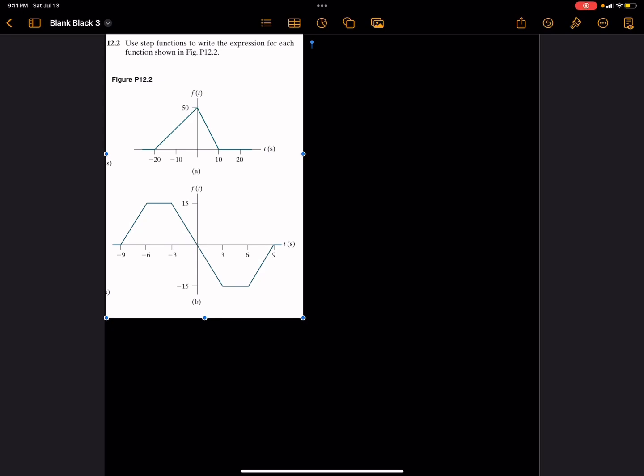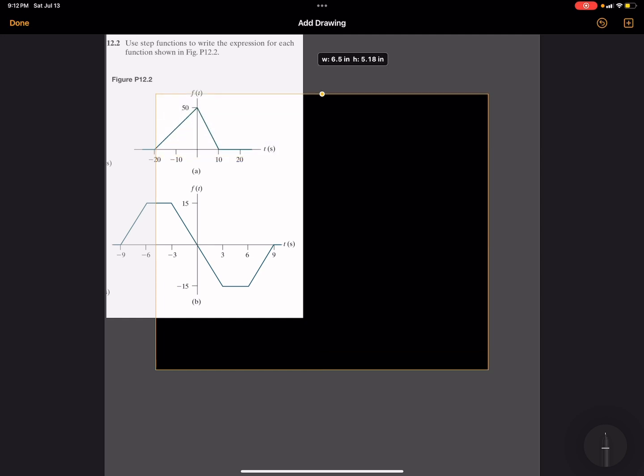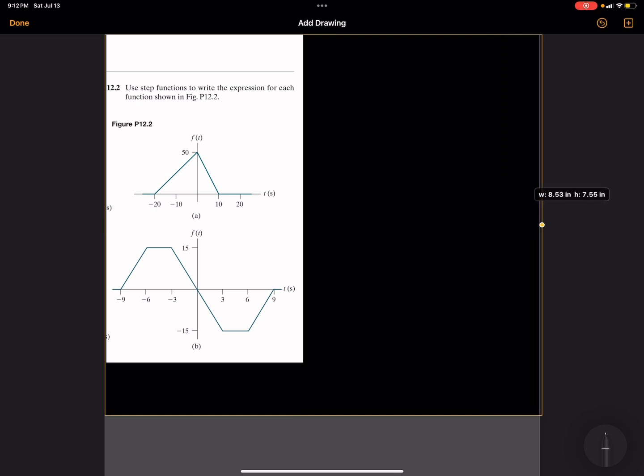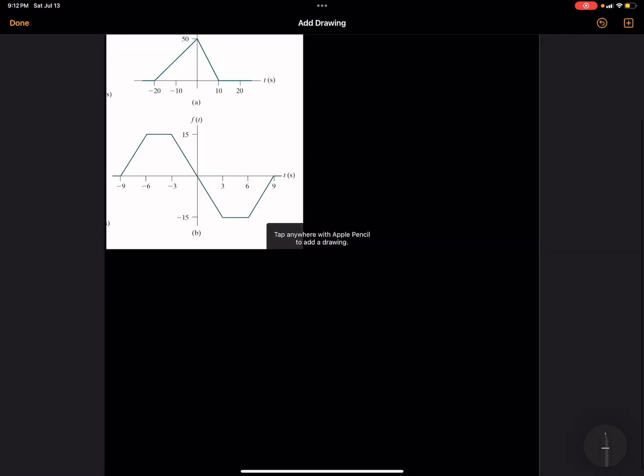Okay, so our first question we have here, let me get the drawing mode. Okay, we have a unit step function and a ramp function. All right, so, oh, it doesn't like that. Let me put that back up there.